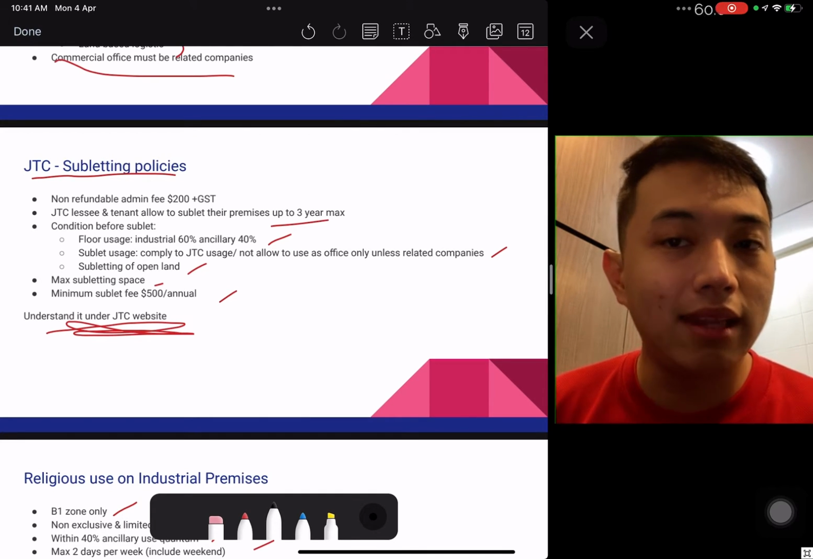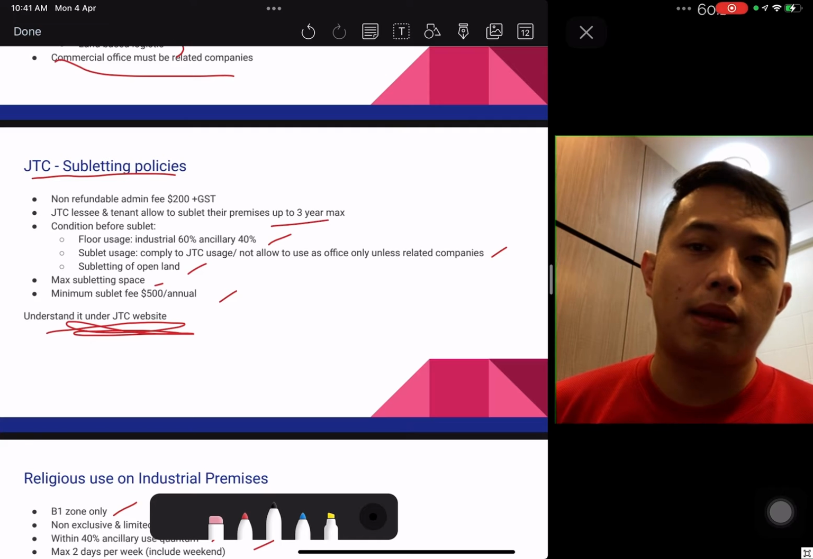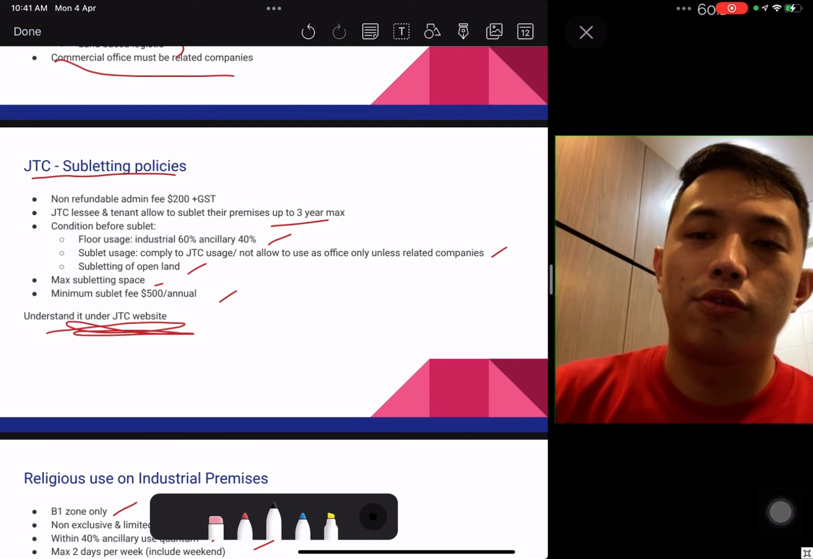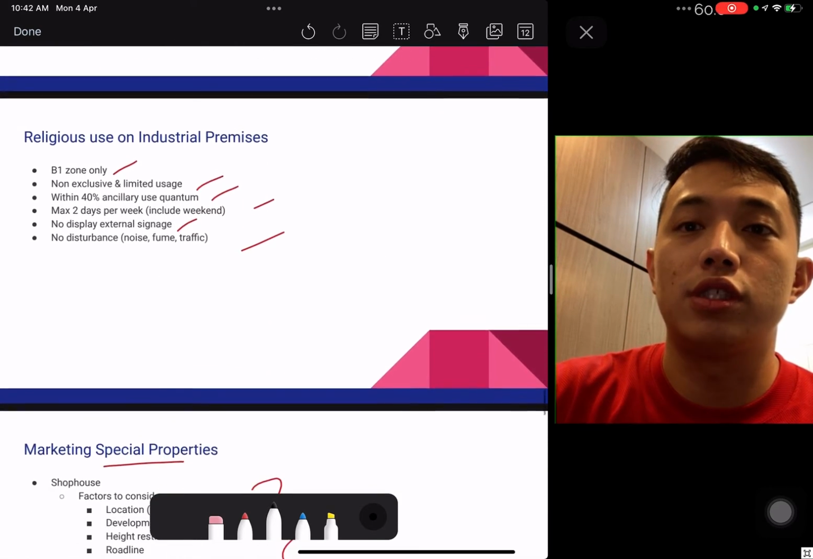not allowed to sublet the land. Maximum sublet and subletting fee will be $500 a year lah. So read it up on the JTC website, guys. I'm not going to go through this.